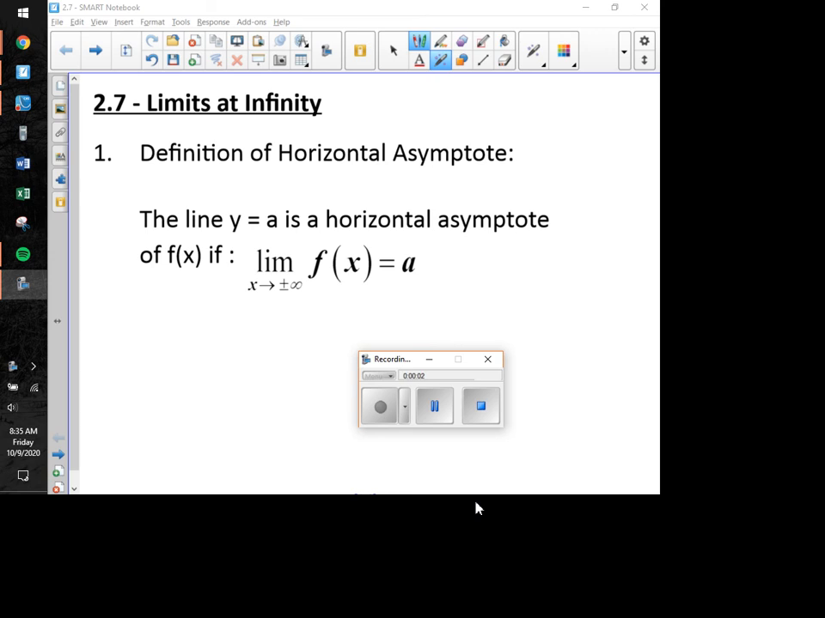Okay, AP Calculus, we're going to get moving into section 2.7 right now, limits at infinity. And this is not going to be all that bad of a section, guys. Most students do pretty well with this one and think that it's not all that terrible.